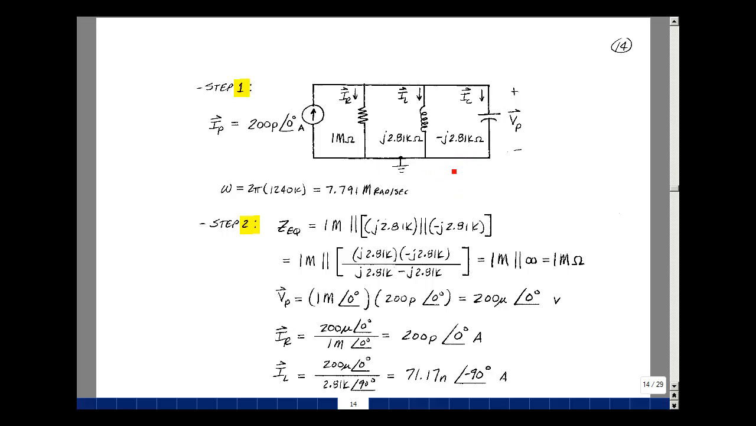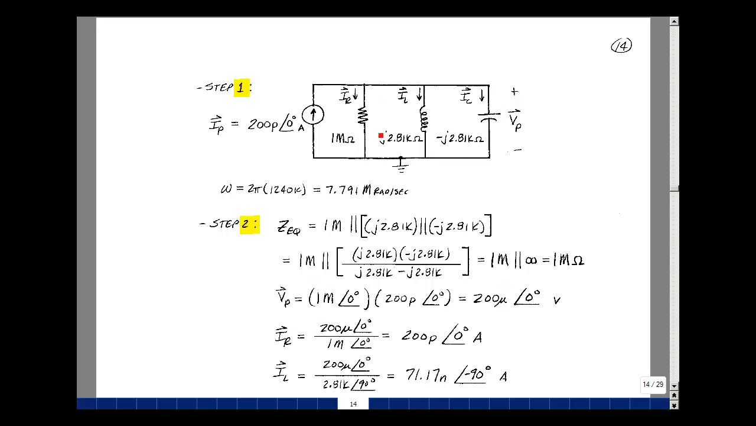Parallel combination of these three we can form, but let's take the two reactive terms together here. So I'll take the product over the sum, but if you notice the denominator here, we've got two equal and opposite terms, so that's going to be equal to 0. And 1 over 0 is infinity, provided that the numerator is finite. So the parallel combination is just that of the resistance of 1 megohm.